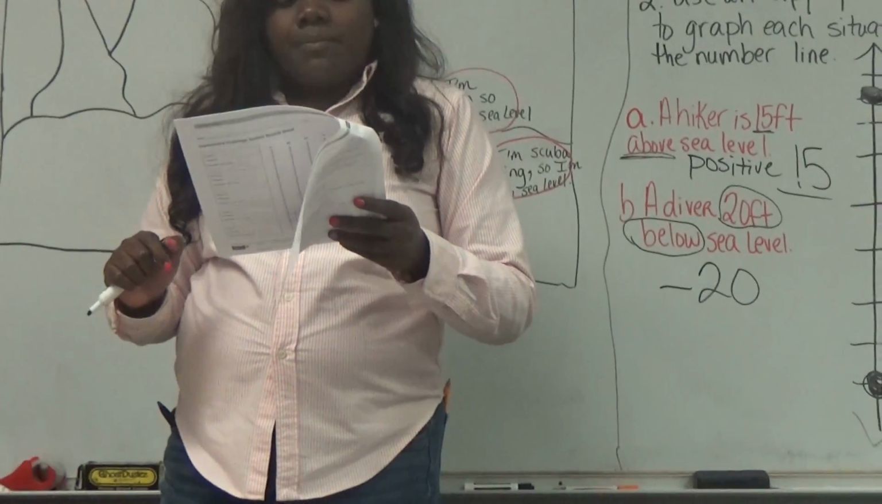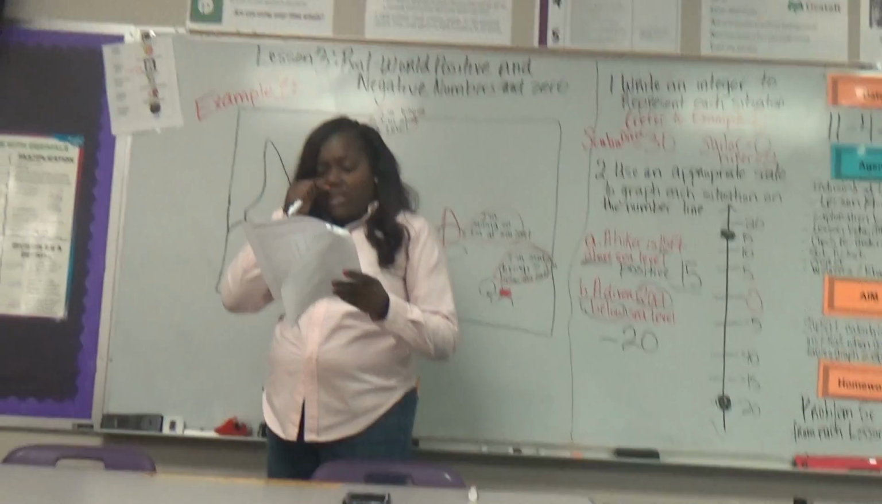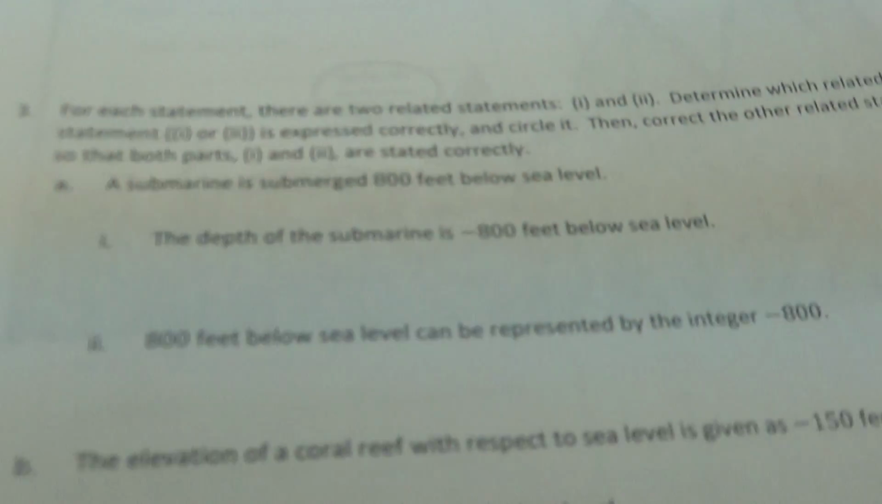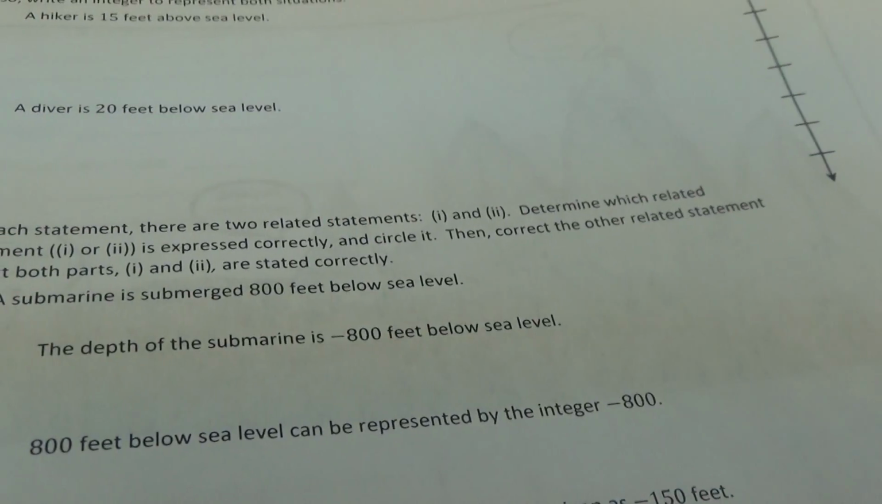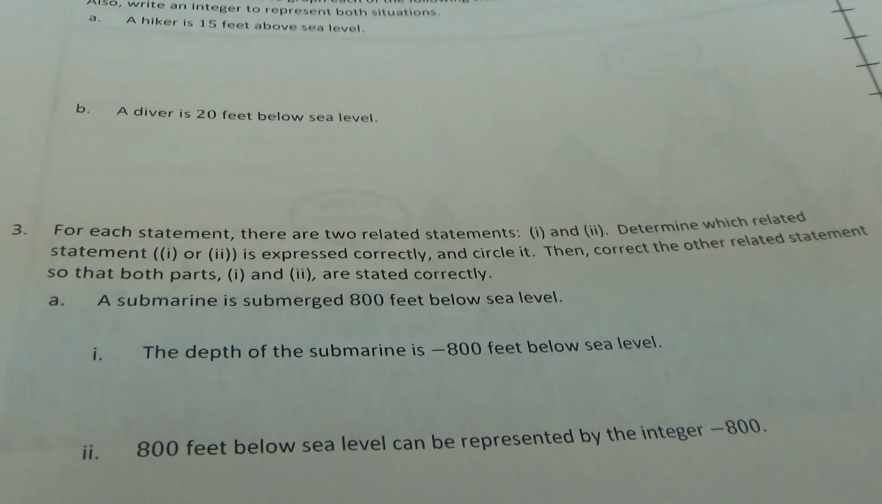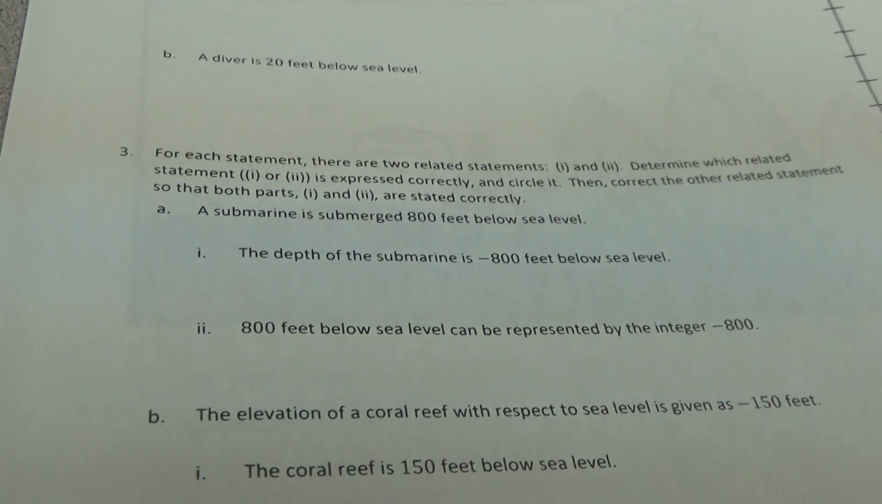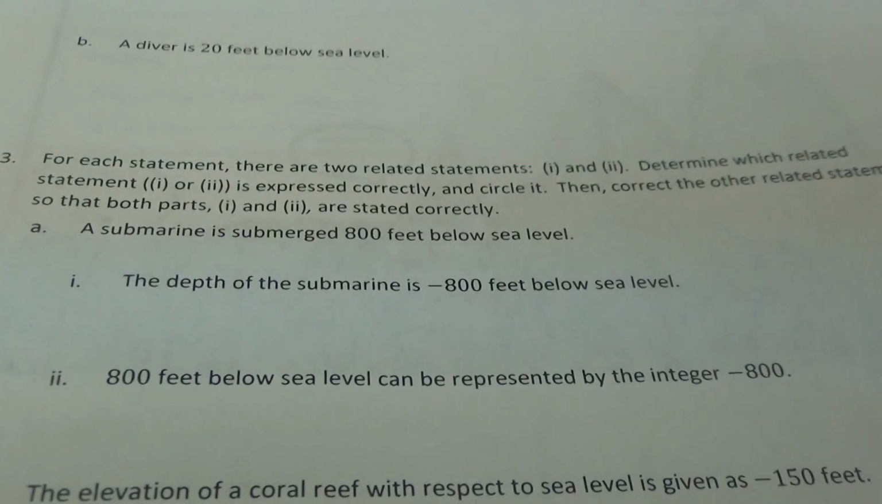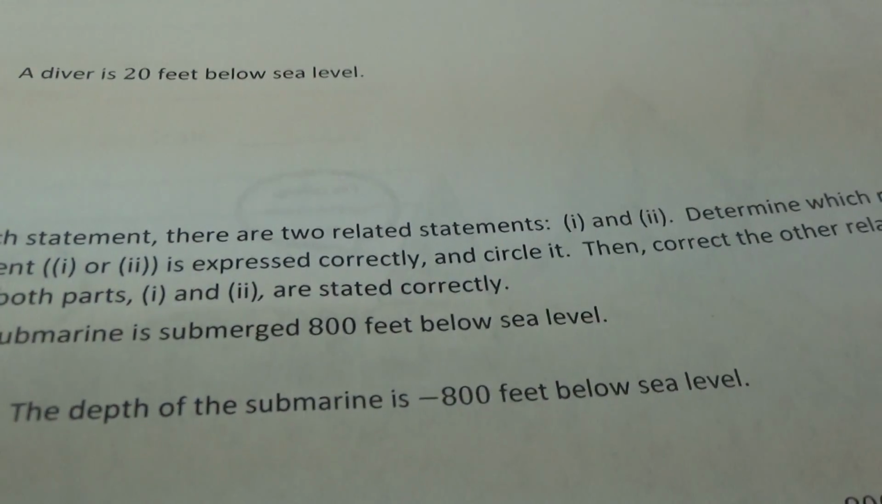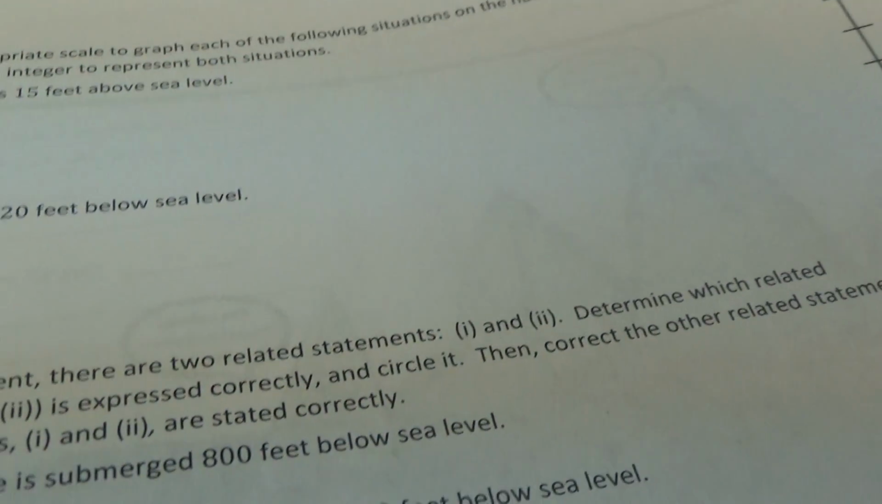On number 3, it says for each statement there are 2 related statements. You have 1 and 2, okay? Determine which related statement is expressed correctly and circle it. So let's look at 3A on your paper. It's not on the board. It says, a submarine is submerged 800 feet below sea level.